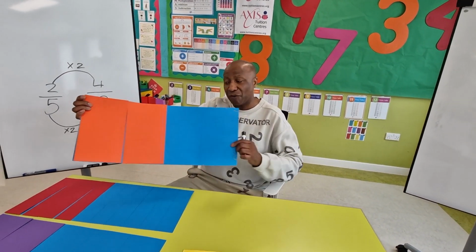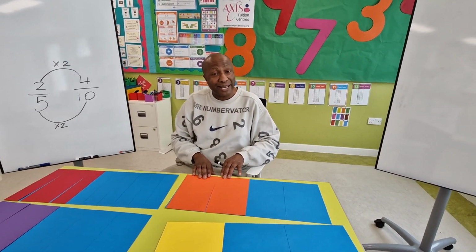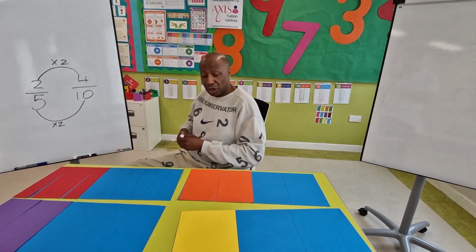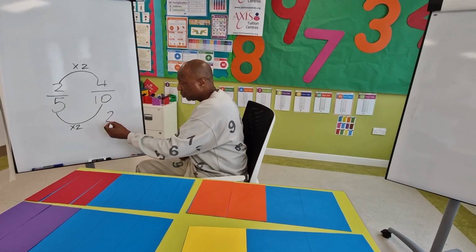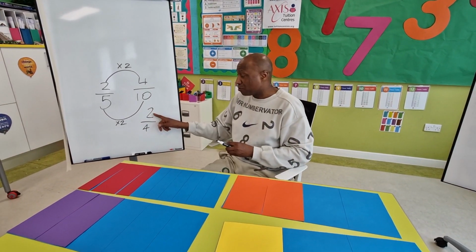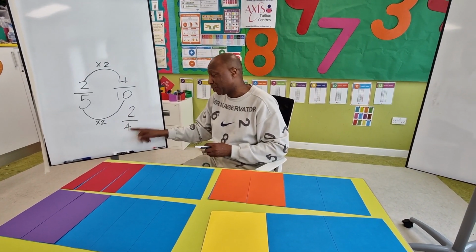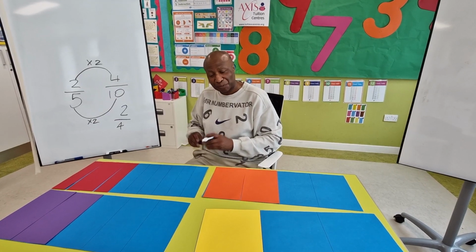And how many of those 4 equal pieces have I shaded in? I've shaded in 2. So I have shaded 2 out of 4 pieces. My numerator is 2. I've got my dividing line and I've got my denominator, which is 4.